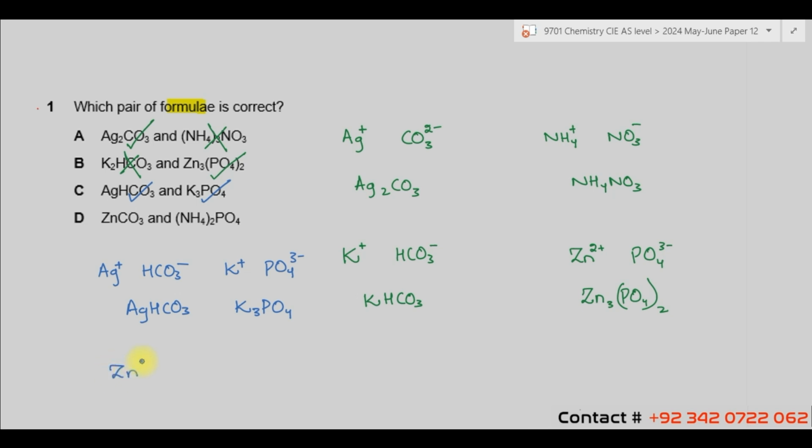So zinc is 2 positive, carbonate is 2 negative. It becomes ZnCO3. Ammonium phosphate, ammonium is +1, phosphate is 3 minus. So it should be (NH4)3PO4. Correct answer is therefore C.